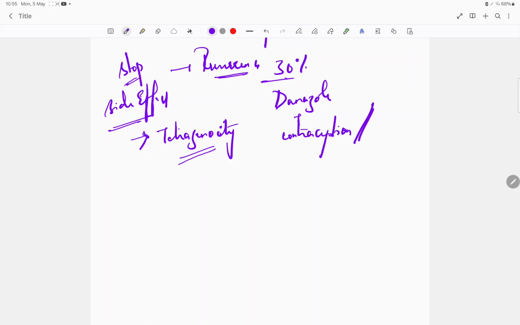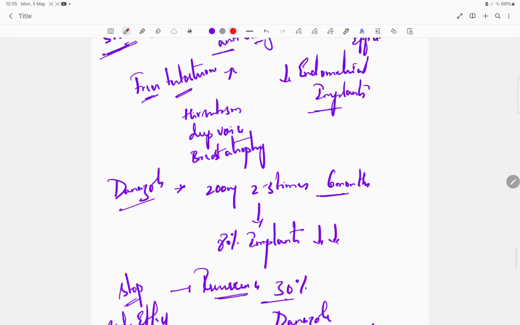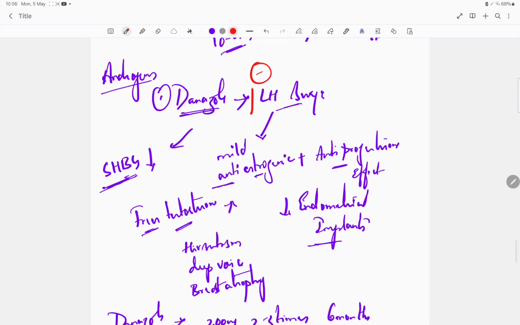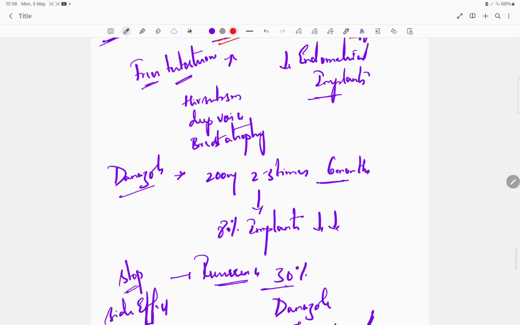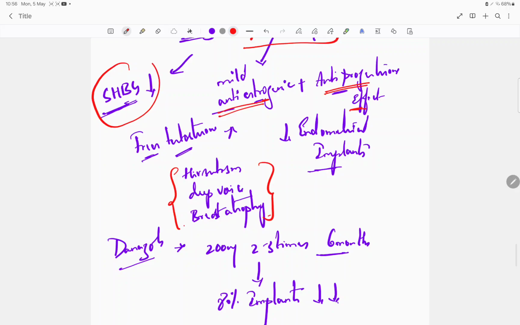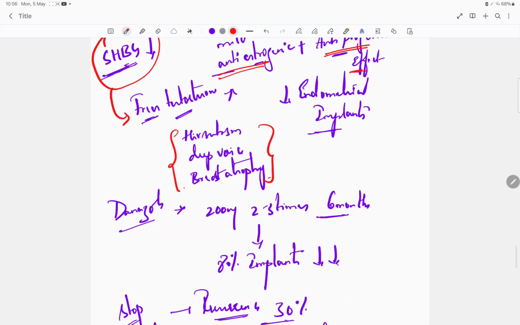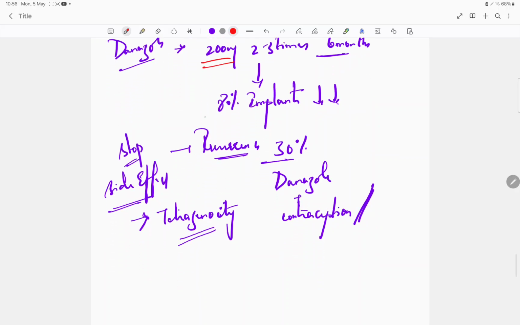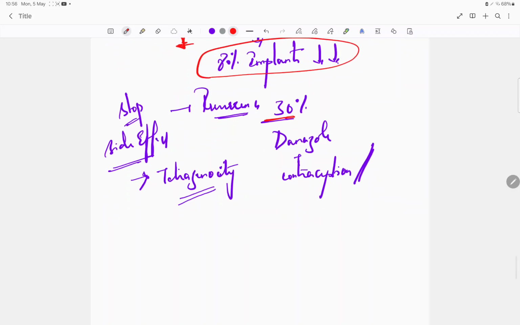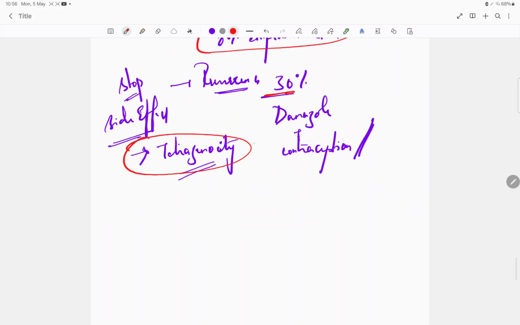Okay, so that is an MCQ. Here in danazole, the MCQs they have asked are basically: what does it do? It inhibits the LH surge. It has an anti-estrogenic, anti-progesterogenic effect, and because of testosterone they'll have these three conditions, and it will decrease the sex hormone binding globulins. That's the reason why there will be increased testosterone. Dosage 200 mg, 2 to 3 times a day. 80% of implants will be reduced. This is also an MCQ they have asked. Recurrence also will be there up to 30%. Okay, and it causes teratogenicity. That's why you have to use danazole along with contraception.